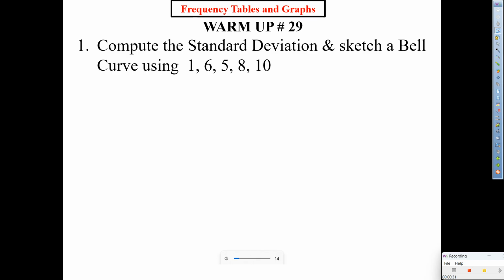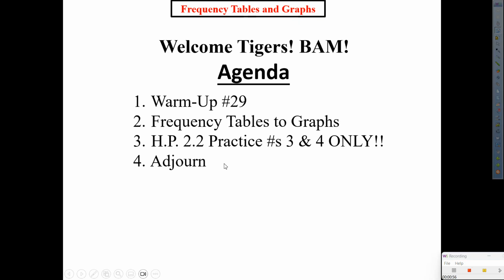Nice bell curve. I see some of y'all are making some bell curves that look like burritos. So make sure you make it nice and even. And it looks like standard deviation is 3.03. Hands up if you got something like that. All right, good. All right, copy the agenda.